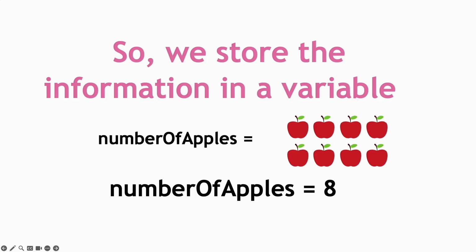So we store the information in a variable, and with this example, we stored the number of apples we have inside a variable that we called number of apples. On the left side, we have the variable written out, and on the right side, we have the value of what is being stored in the variable.